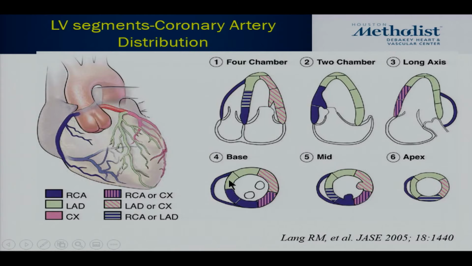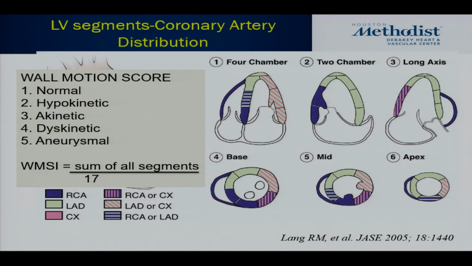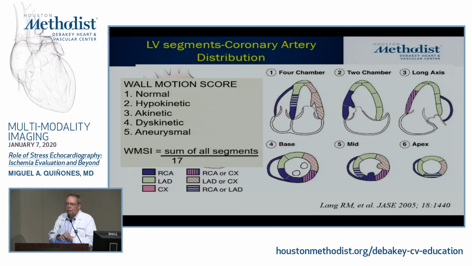So if you apply this scoring technique to that, today we have 17 segments. For many years, we only had 16 because the little tip of the apex was included in these two segments. But subsequently, it was agreed that for every imaging modality, angiography, CMR, CT, nuclear, and echo, everybody agreed to keep the tip of the apex as an isolated segment, and that created the 17-segment model.